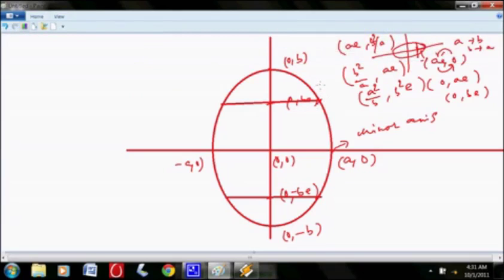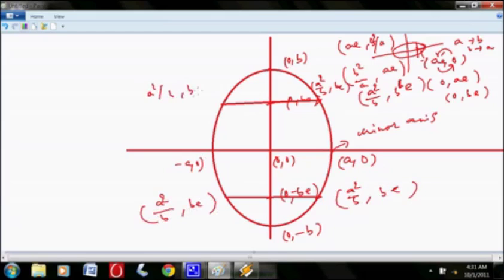So this will be A square by B and B. This is A square by B, B. Make out the signs: plus plus, minus plus, minus minus, plus minus.